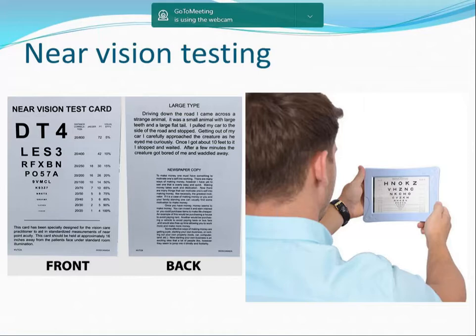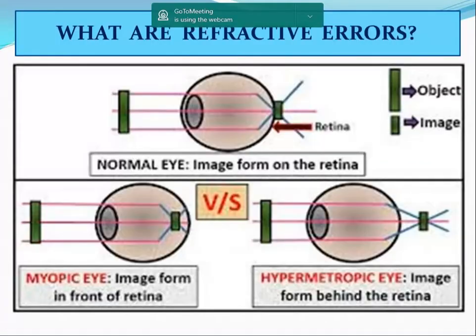So how do we test for near vision? There are near vision testing cards. The design is just like your Snellen chart. The only difference is this card has to be held at a distance of 33 centimeters or 16 inches from the eye, and you ask the patient to read. Whenever you are testing, remember to test each eye separately for distance as well as near. So this was all about the normal emmetropic eye.